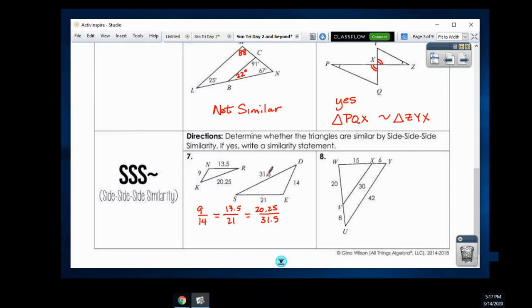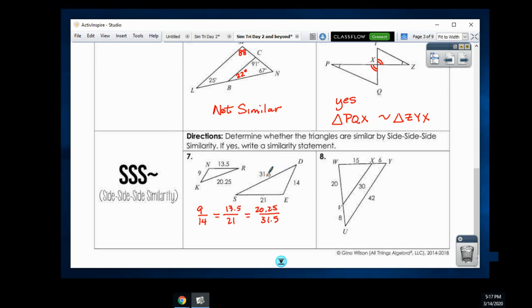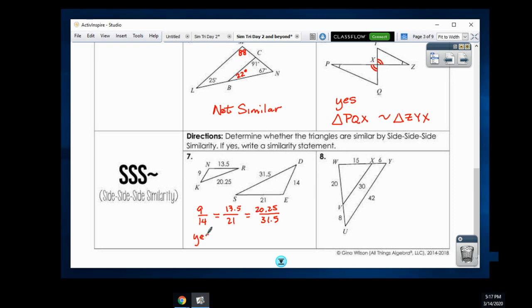All right, so if you check these out, believe it or not, all three of these, I'm going to grab a calculator. If you do 9 divided by 14, you're going to get 0.642857143, a long decimal number. Guess what? If you divide 13.5 by 21, you're going to get the same number. So all of these are equal to each other. So this is a yes, okay?